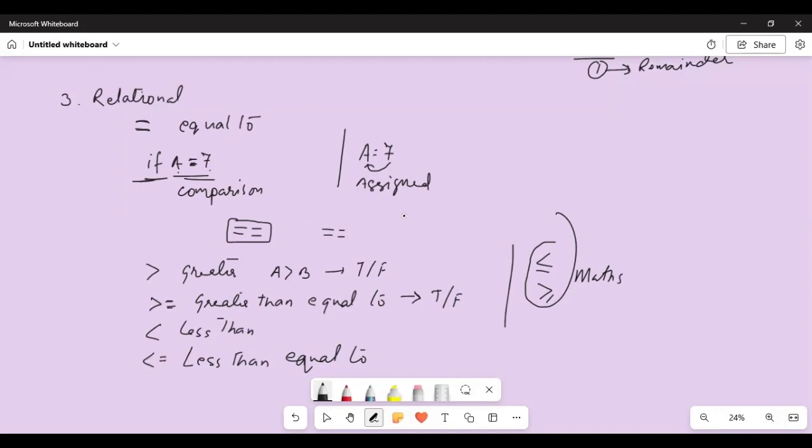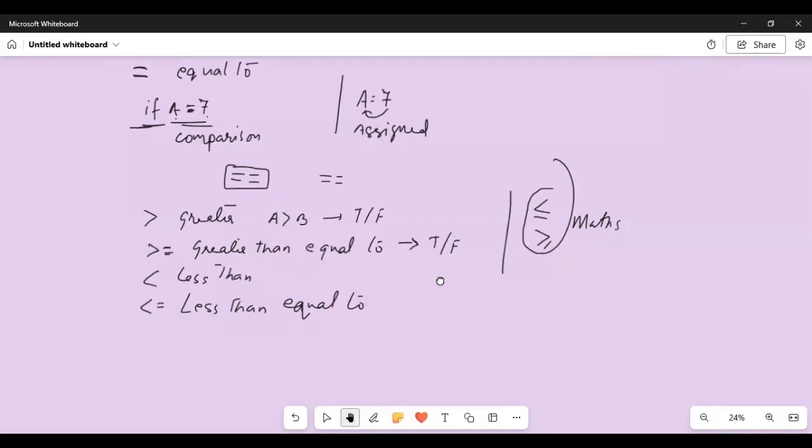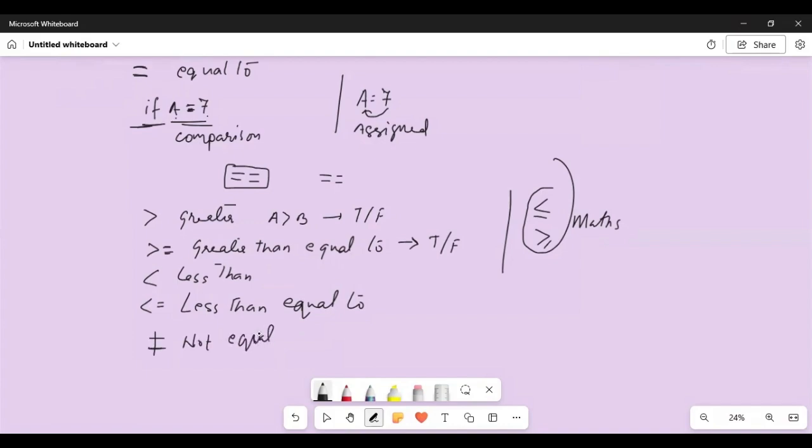Then you have another operator in this relational operator, and that is called the not equal to. So the not equal to is the equal sign, and you just simply strike it out. This is the same way you write not equal to in mathematics. Even if you write this in pseudocode, it's going to be accepted, so need not worry about it.